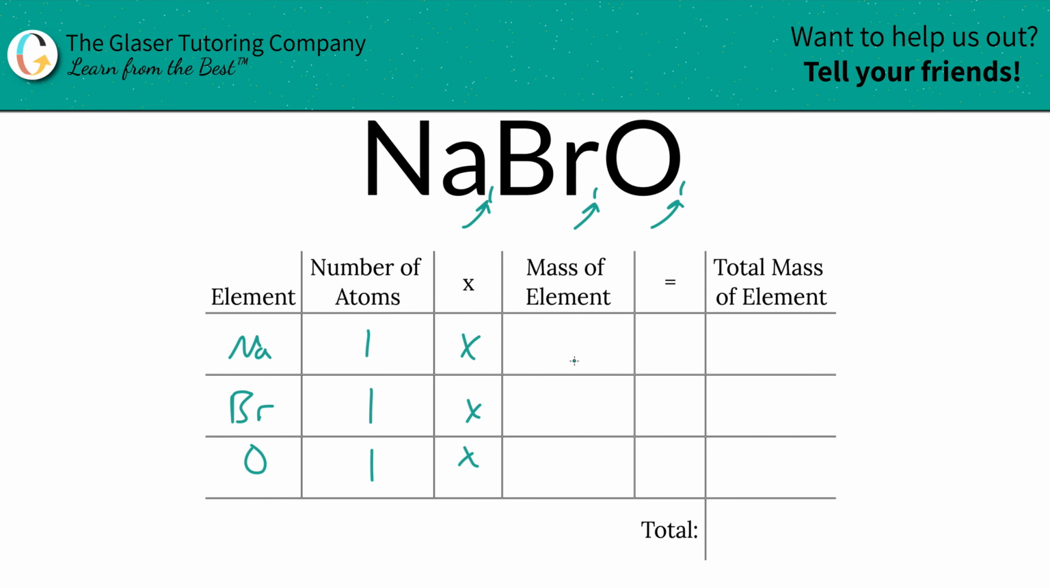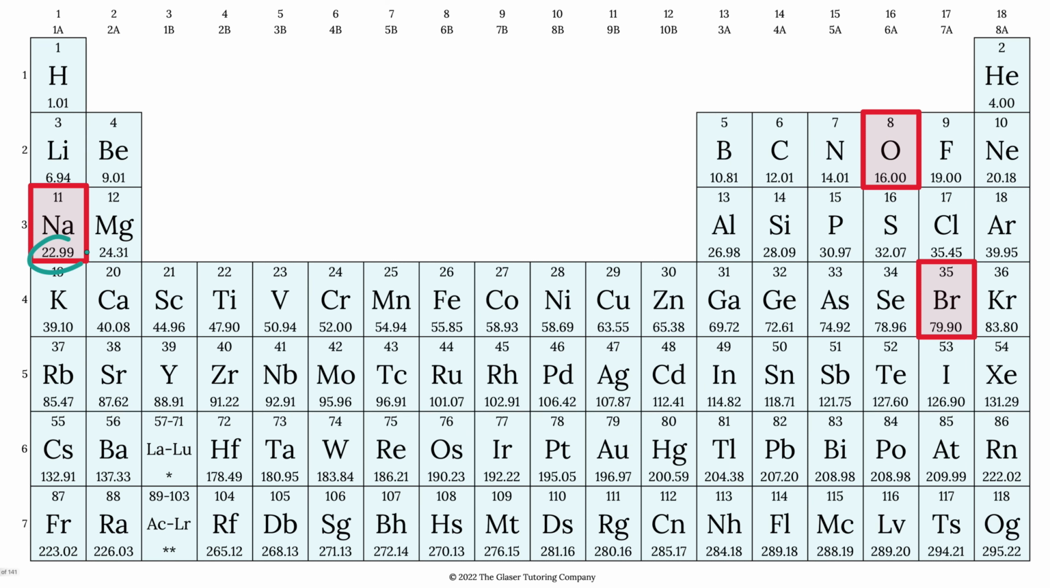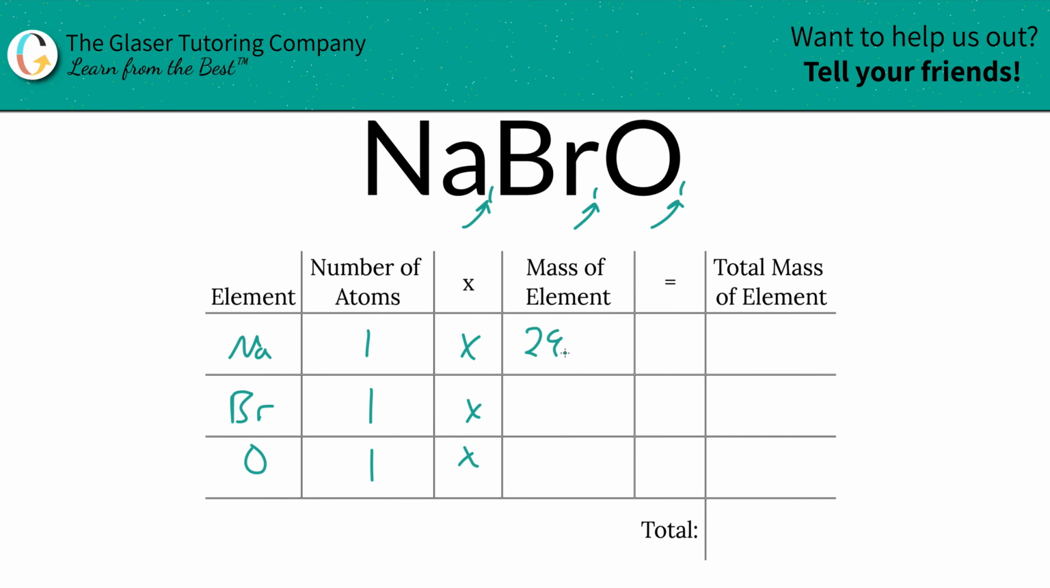Then we're simply going to multiply those number of atoms by the mass of each element, and that's where the periodic table comes into play. So sodium's mass is 22.99, bromine is 79.9, and oxygen is 16. So those are the masses we are going to write down. So this is 22.99, bromine is going to be 79.90, and then oxygen was 16, right?